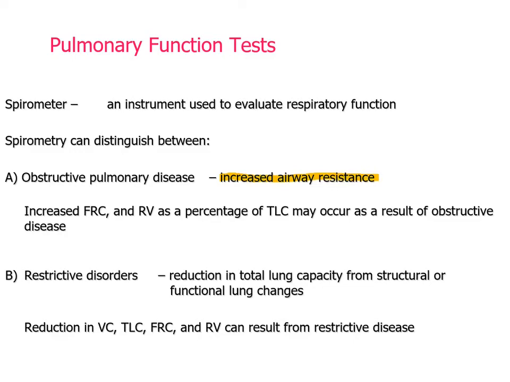And the kind of diseases that are considered to be obstructive pulmonary disease include things like asthma, bronchitis, emphysema. Those are obstructive pulmonary diseases. Restrictive diseases reduce the total lung capacity due to structural or functional changes.